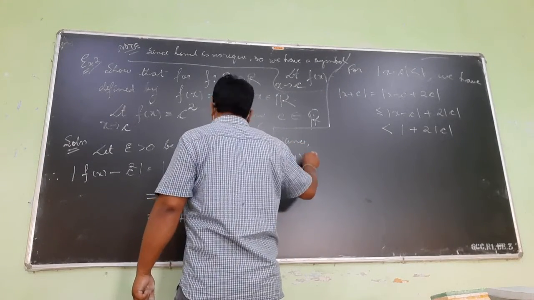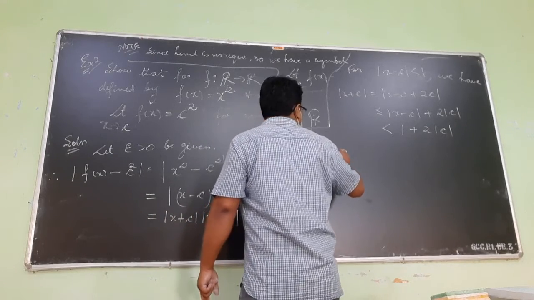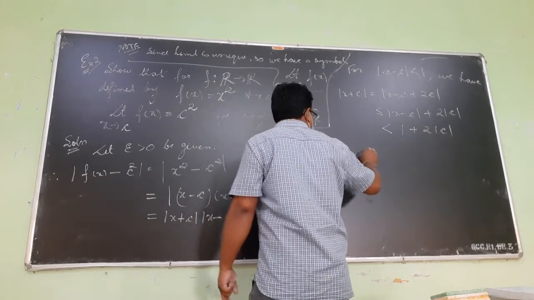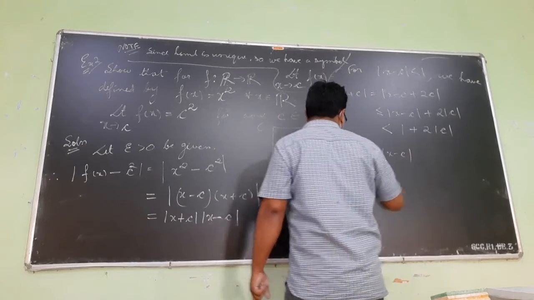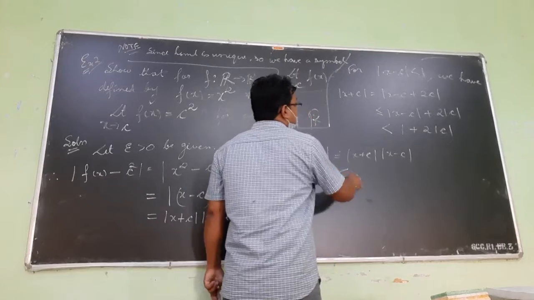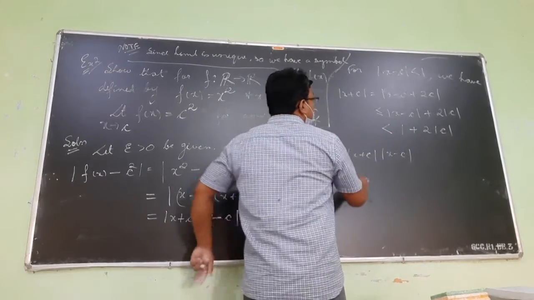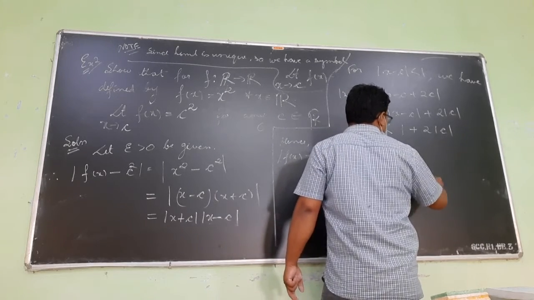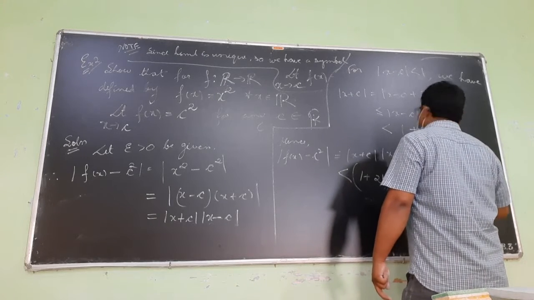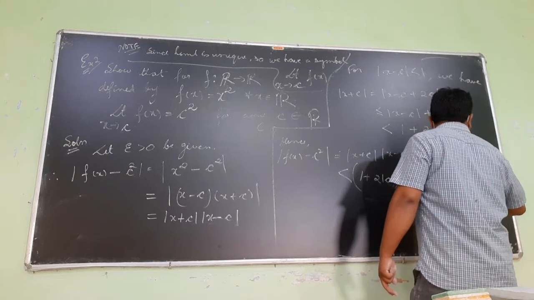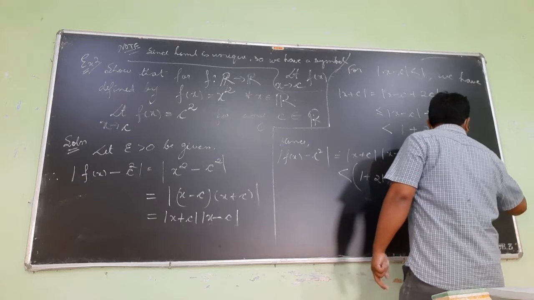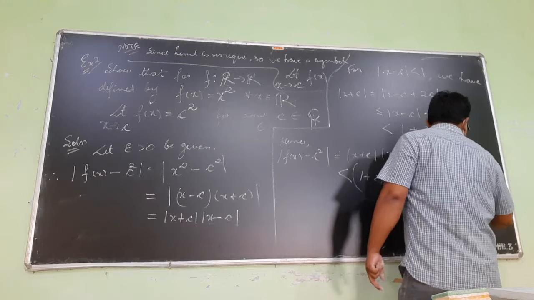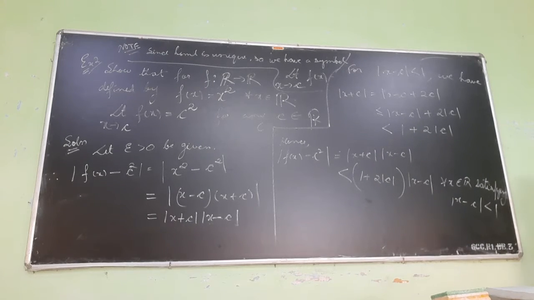Hence mod of f(x) minus c square is equal to mod of x plus c into mod of x minus c. This is strictly less than 1 plus twice mod c multiplied with mod of x minus c, for all x inside R satisfying mod of x minus c less than 1. Actually, our aim is to make this difference less than epsilon by coming close to c.